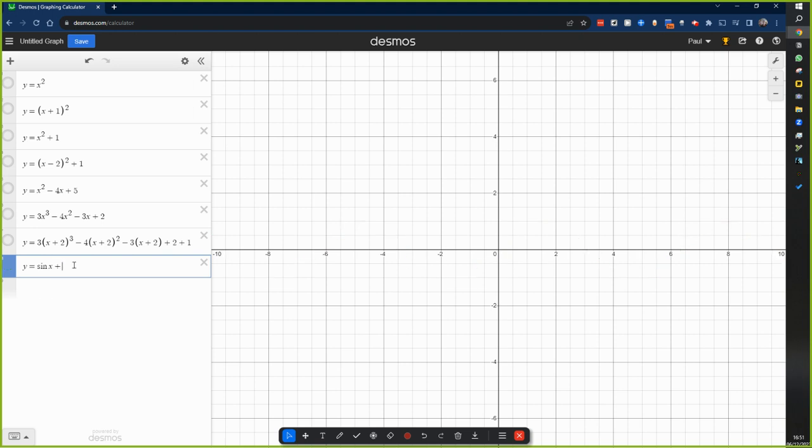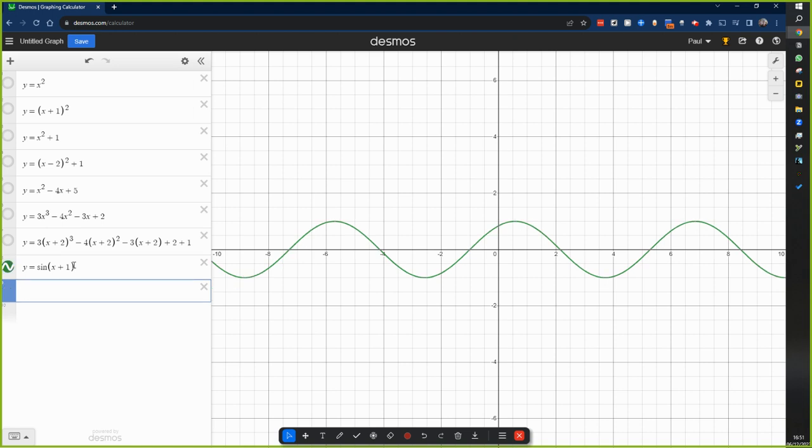y equals sine x plus 1 lifts it up by 1. Minus 1 brings it down by 1. Sine of x plus 1 shifts it to the left by 1. So let me just do y equals sine x. The green one is shifted to the left by 1 because we flipped the sign of that one in the middle. All right, I'll stop the video there and we'll have a quick look at some questions.